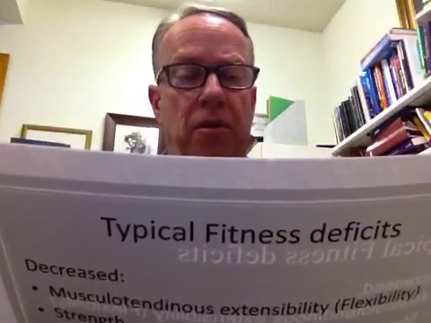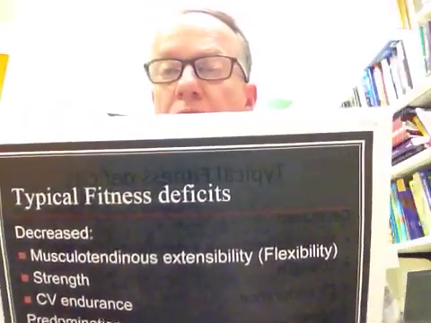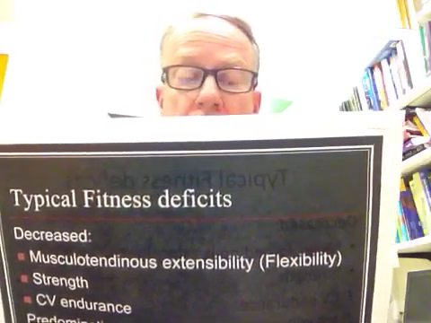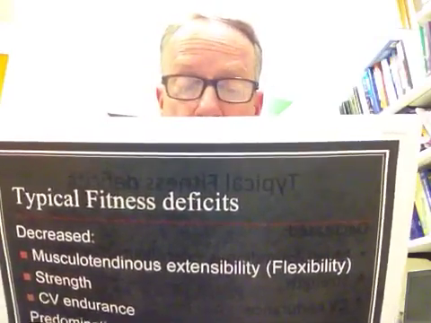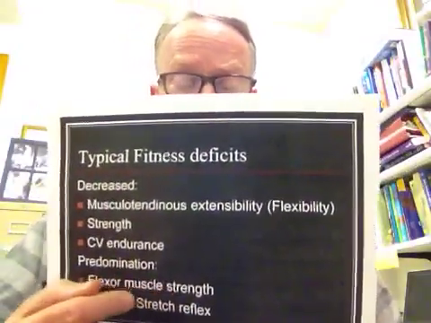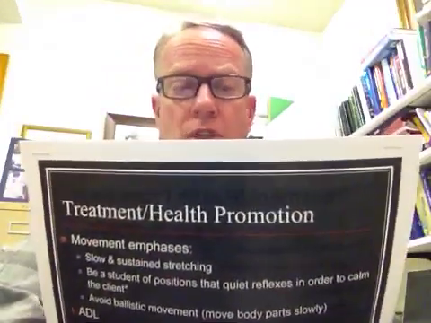Okay, their fitness deficits: they have a tendency to lack extensibility. They tend toward flexion. Their flexor muscle groups predominate. They tend not to have much strength or endurance. As I indicated to you, there's a predominance of flexor muscle strength, and the myotatic stretch reflex is a hyperreflex. Once the stretch starts, there's an overshoot to the movement, and that's specifically found in the expression of spasticity.